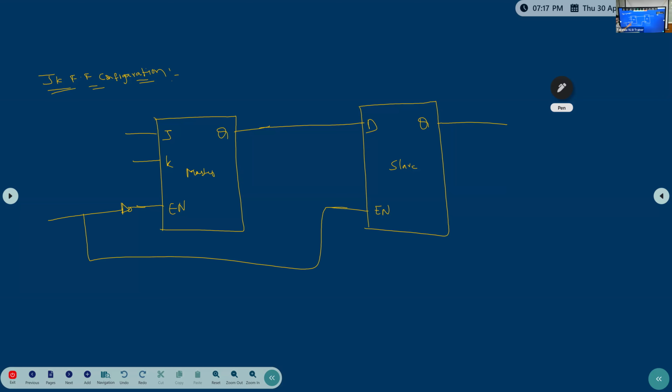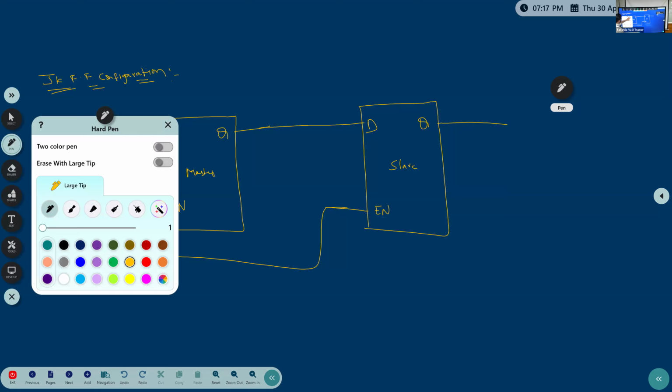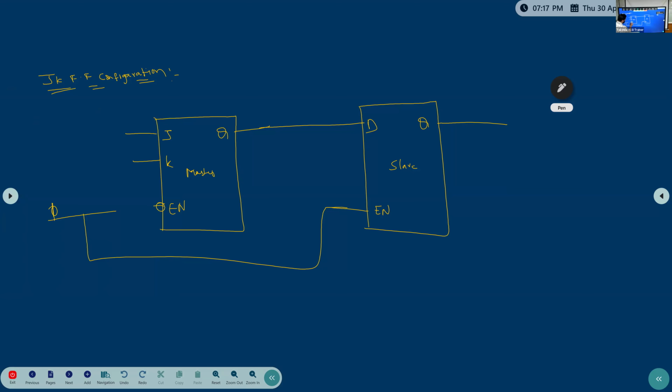Means opposite. Getting? If here we are giving 0, then it will get 1. If we are giving 1, this will get 0. Now in the advanced representation, they will not represent with the inverters. They will remove this inverter also. They will simply add one bubble before this enable. If this bubble is there, that is negative level triggered. If that bubble is not there, that is positive level triggered. Simple. Clear?